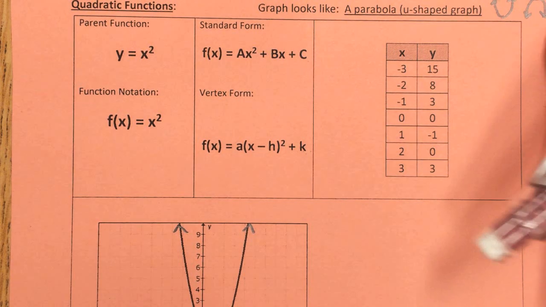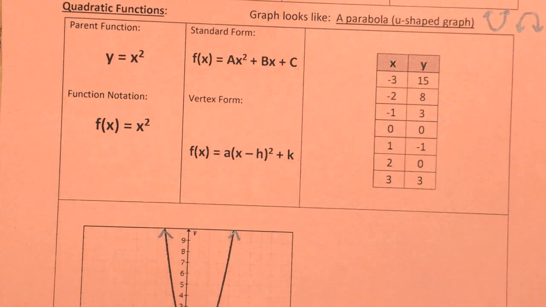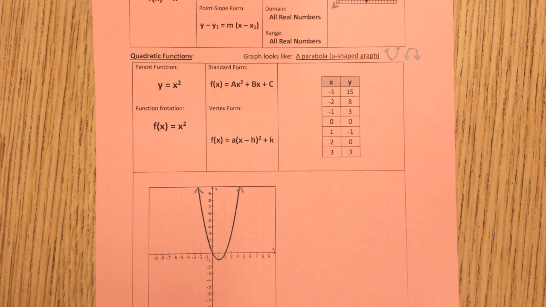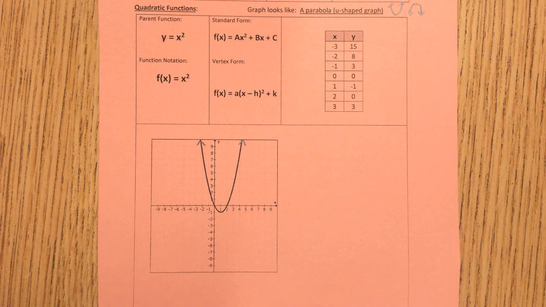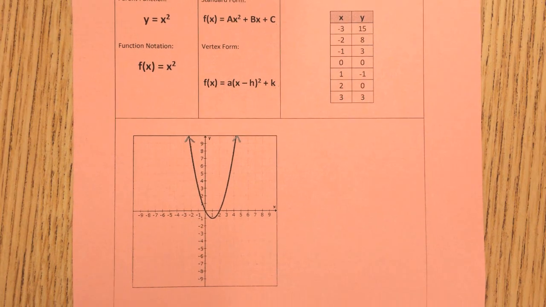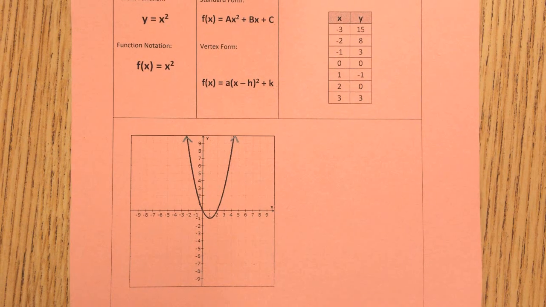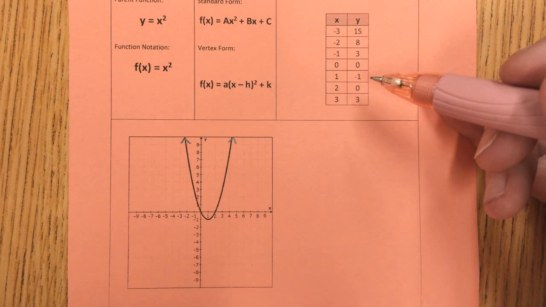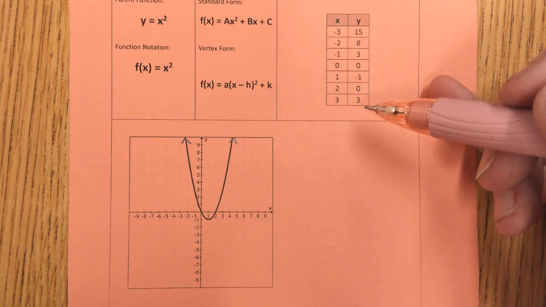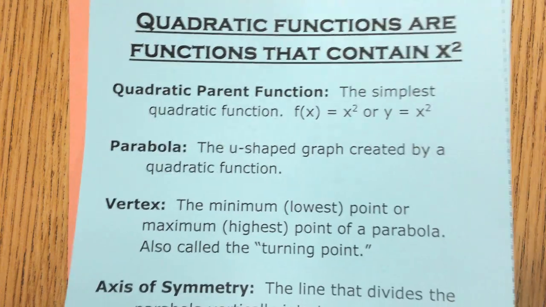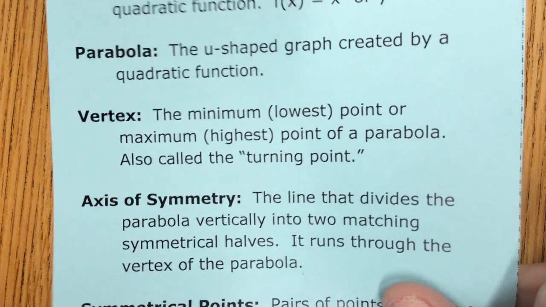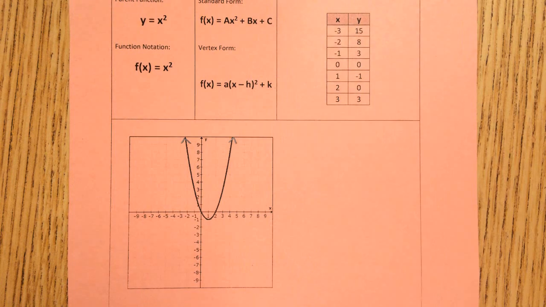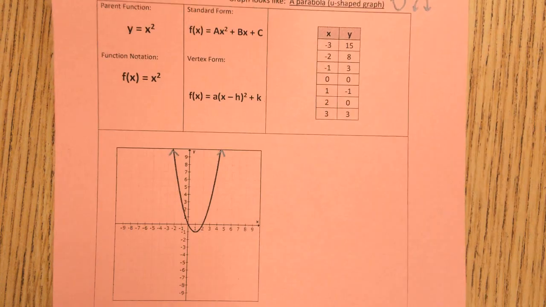Okay, so let's talk about what we're going to see when we look at a graph and when we look at a table. I'm going to zoom out just a little bit so we can see them together. Let me zoom in just a little bit more, actually. There we go. Okay, so this graph and this table are of the same function. We talked about the quadratic parent function. That U-shaped graph is called a parabola.